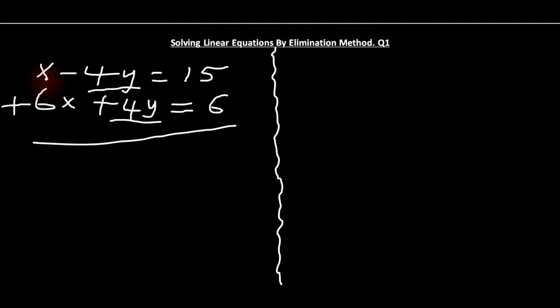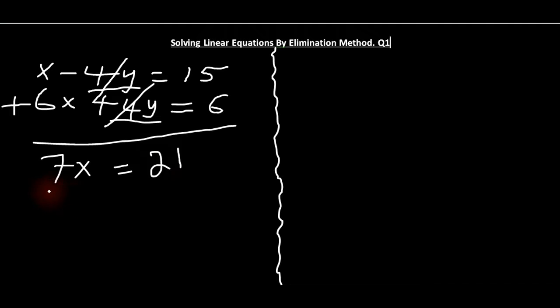So adding these equations leads us to x plus 6x, we have 7x, minus 4y plus 4y is going to cancel out, and 15 plus 6 is equal to 21. We have to divide both sides by 7 to have the value of x. So x will be equal to 3.